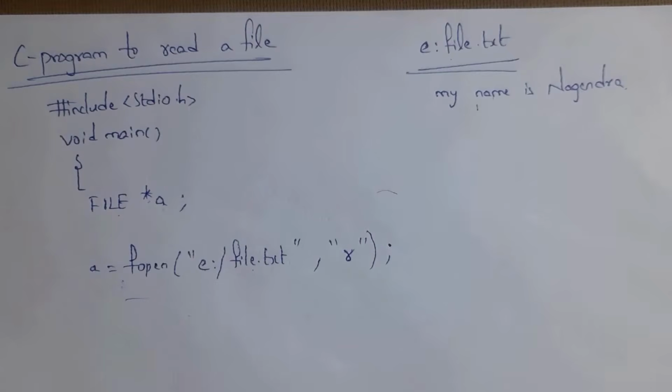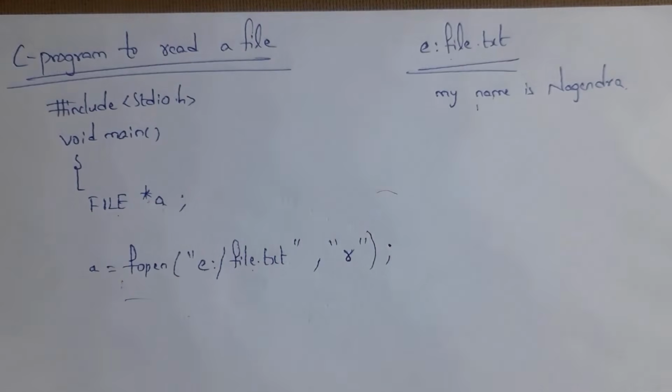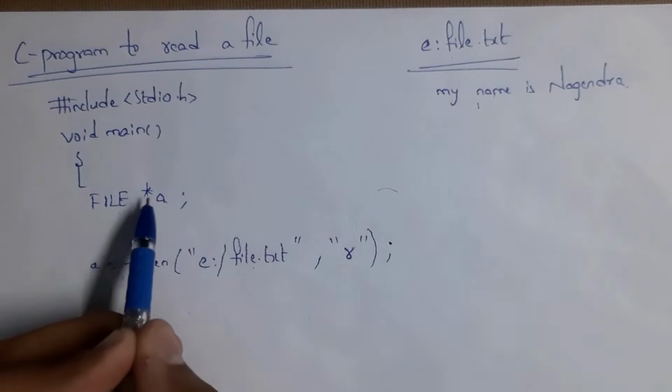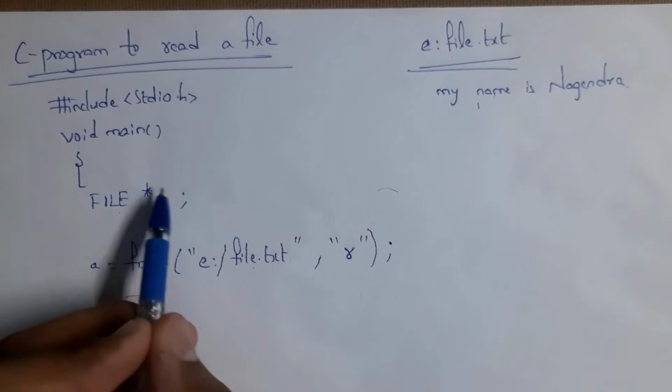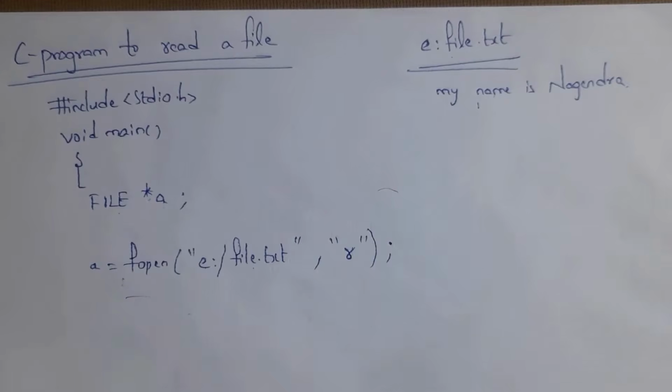This is another program, in order to read a file. Reading a file is nothing but whatever text is present inside my file, I can see this text on my output screen. In this example program I wrote FILE star A, where star represents a pointer variable A. After that I write A equal to fopen. By using the fopen function, we can create a new file as well as open an existing file.